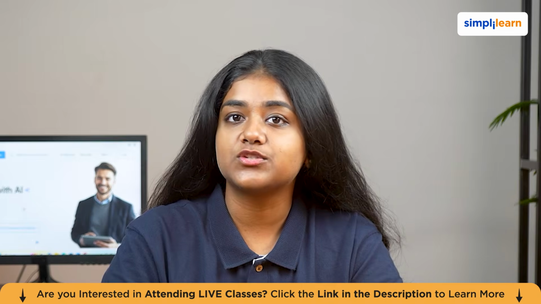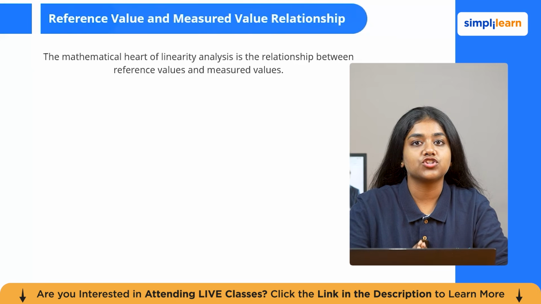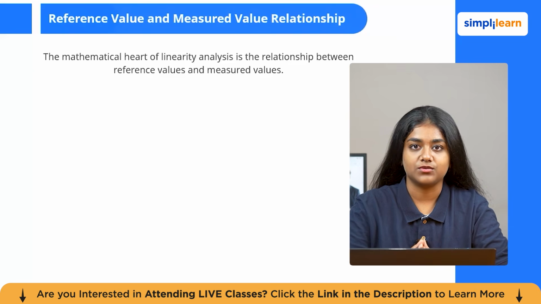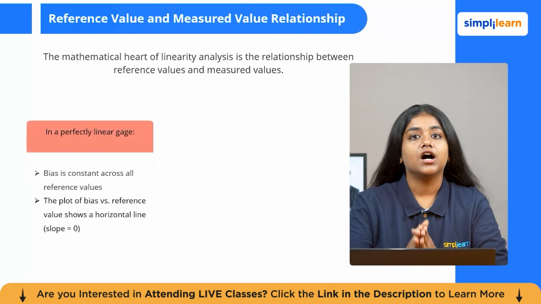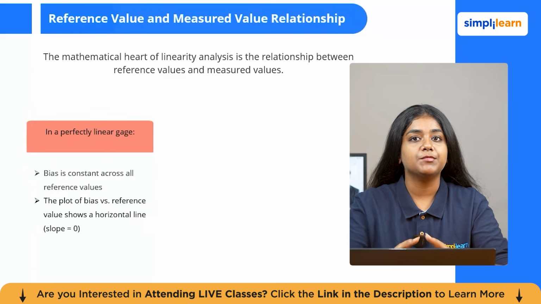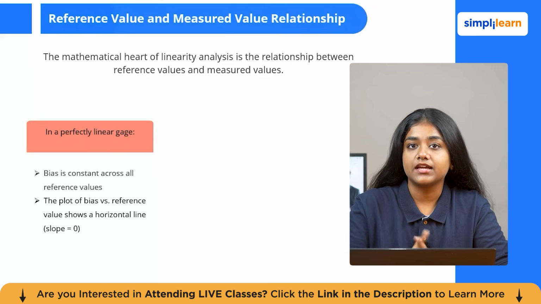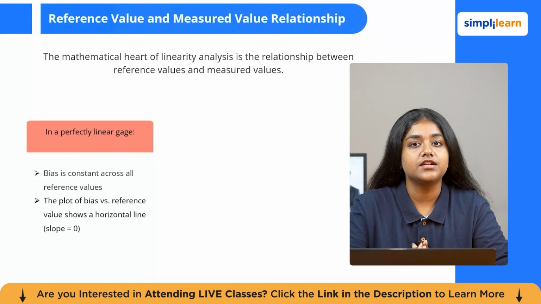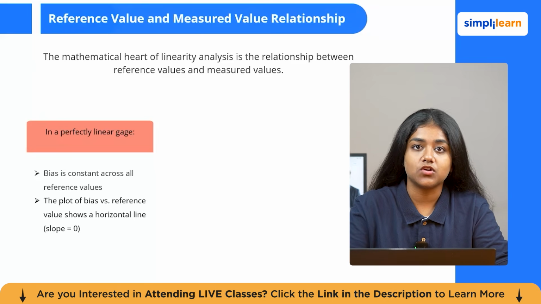Now let's look into a reference value and measured value. The mathematical heart of a linearity analysis is the relationship between reference values and measured values. When you plot the bias at each reference value, you are essentially asking, is there a slope to this relationship? A perfectly linear gauge has the same amount of bias at every point in its measurement range. That means the gauge error does not depend on whether it is measuring a small value, a medium value, or a large value. The gauge may have some bias, but the bias remains constant.